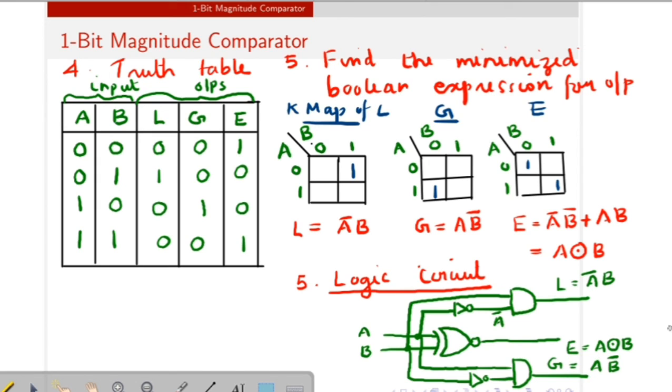So this is all about the design and implementation of the 1-bit magnitude comparator. Thank you.